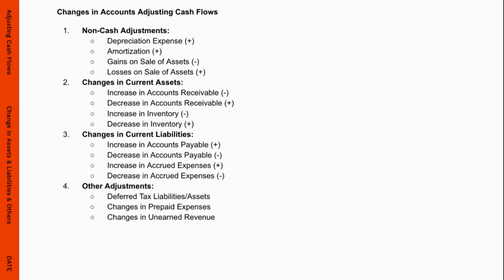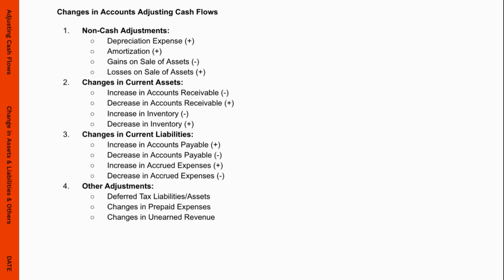The second category is the asset category, so changes in current assets. An increase in accounts receivable, we're going to deduct that. A decrease in accounts receivable, we're going to add that. An increase in inventory, we're going to take that out, deduct it. A decrease in inventory, we're going to add that.